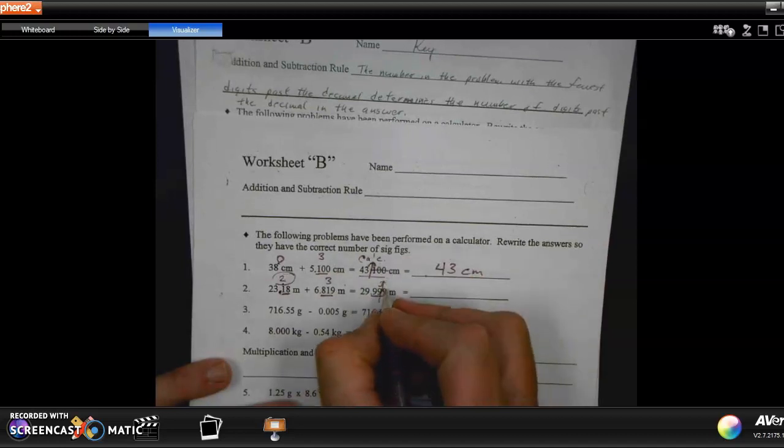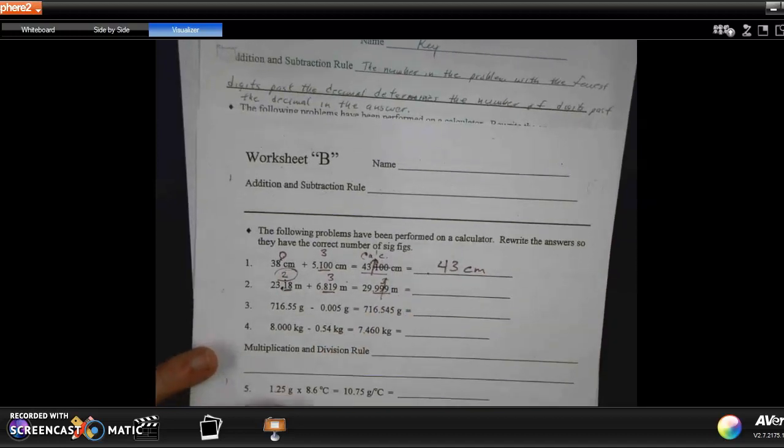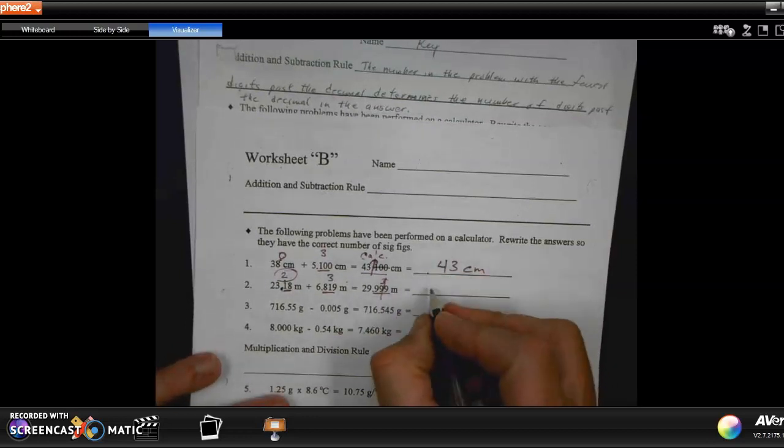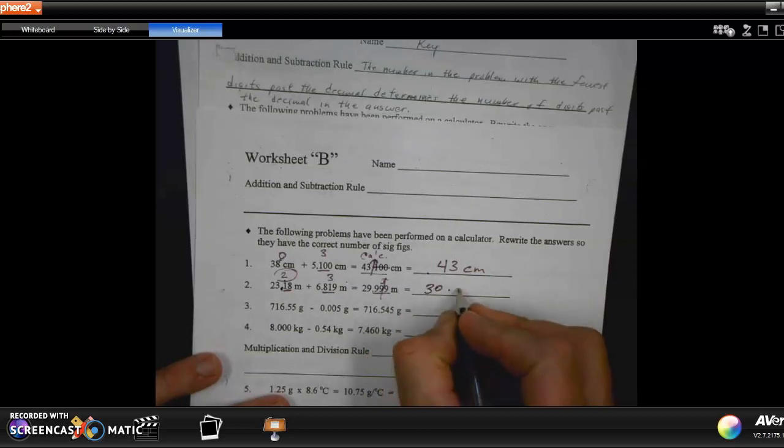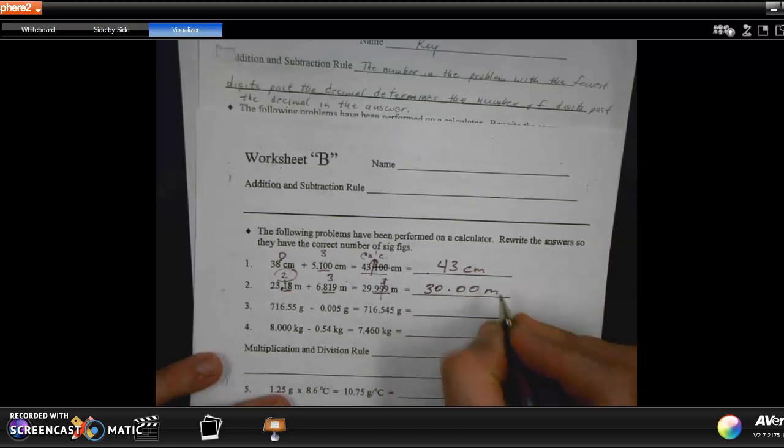Now, you guys know what happens when a 9 rounds a 9. Round her up. 30.00 meters.